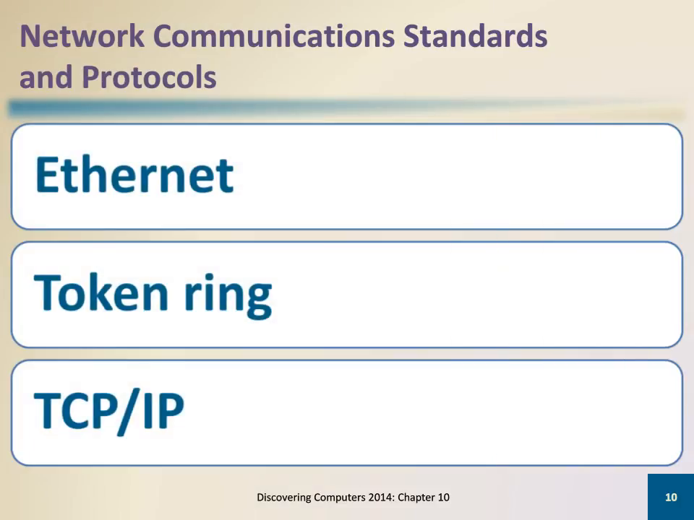Ethernet is a network standard that specifies no central computer or device on the network, nodes, should control when data can be transmitted. The token ring standard specifies that computers and devices on the network share or pass a special signal, token. TCP/IP is a network protocol that defines how messages, data, are routed from one end of a network to another.